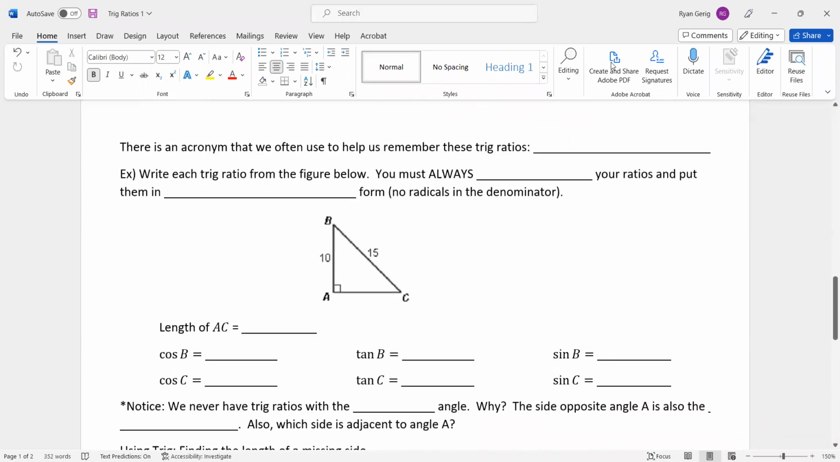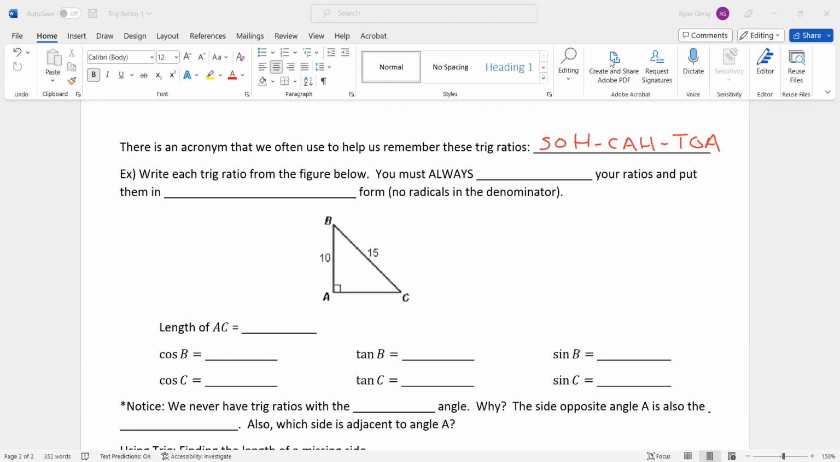There's an acronym that we often use to help us remember these trig ratios. You will hear me say it a lot. It's SOHCAHTOA. You say that to any geometry teacher, they will know what you're talking about. Okay. Write each trig ratio from the figure below.